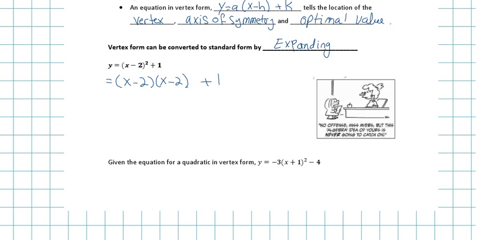So let's FOIL. If I FOIL this, what do I get? x squared minus 2x, minus 2x, plus 4, plus 1. Good. x squared minus 2x minus 2x and then plus 4, and then you have the plus 1. So what does it simplify to? x squared minus 4x plus 5. That's correct.